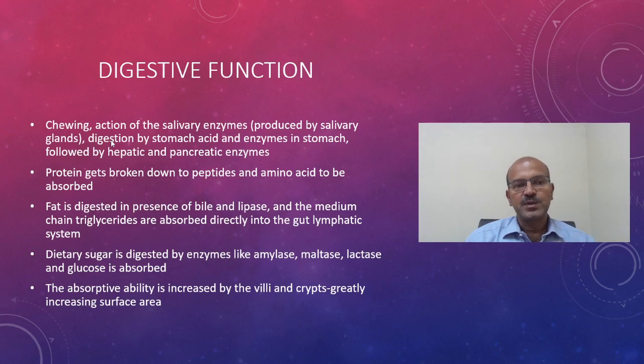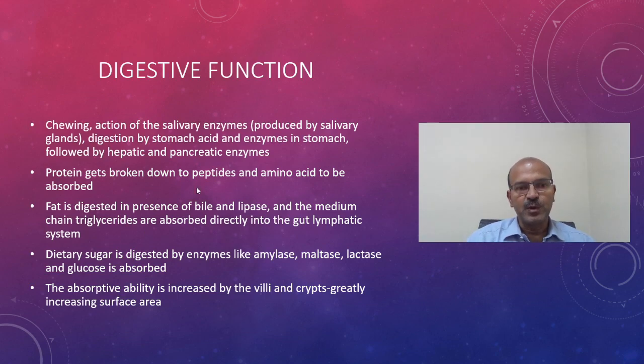So this starts with chewing and action of the salivary enzymes, which is part of the saliva, and the digestion continues in the stomach. The acid pH in the stomach starts the digestive process. There are enzymes in the stomach as well. This is followed by the hepatic and pancreatic enzymes. The intestinal lining itself produces certain digestive enzymes.